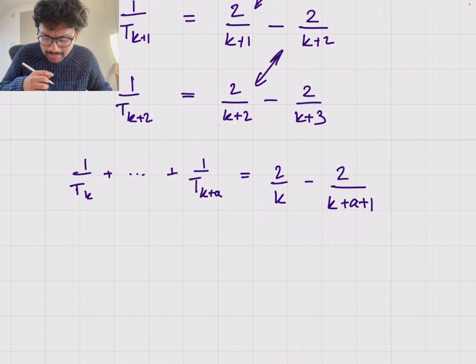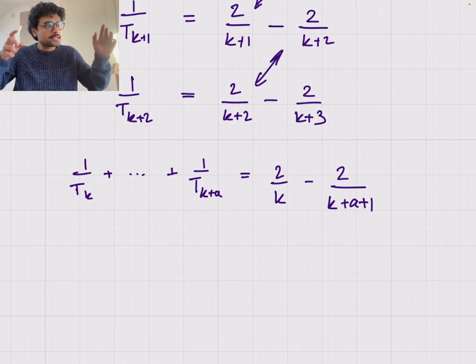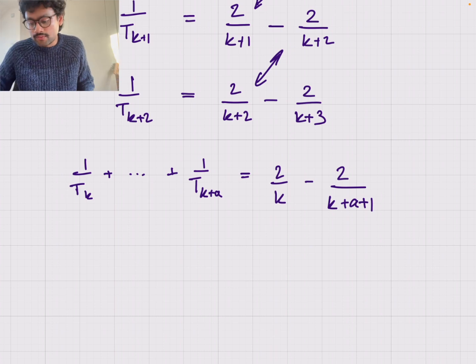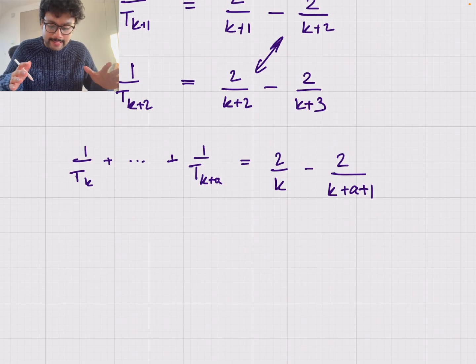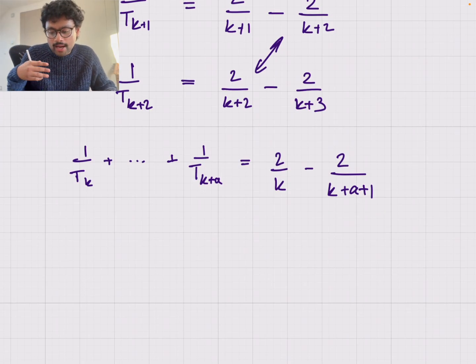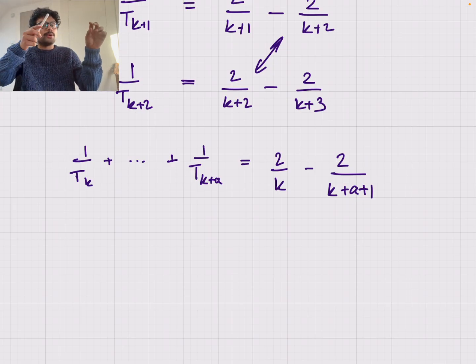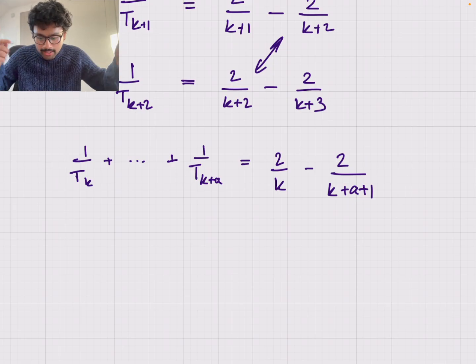Well, k is a positive number. A is a positive number because we went up from k by some a. So when we add 1 to that, this k plus a plus 1 is essentially still just a positive number, which is bigger than k. So why don't we generalize? So we start at some triangular number and we go up to some other triangular number.